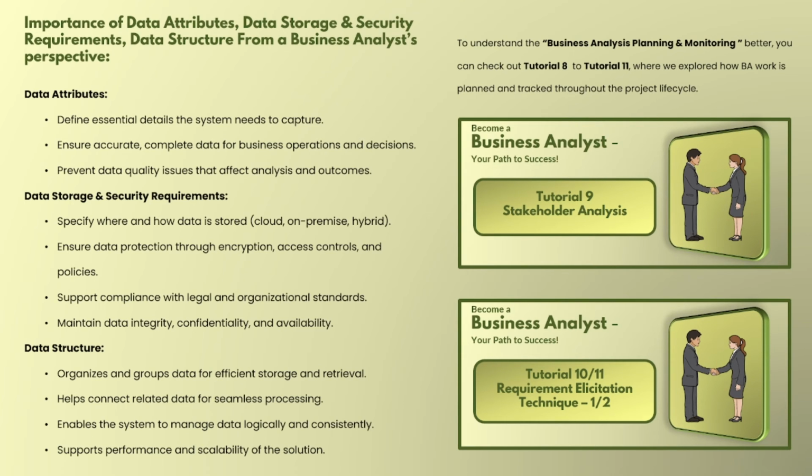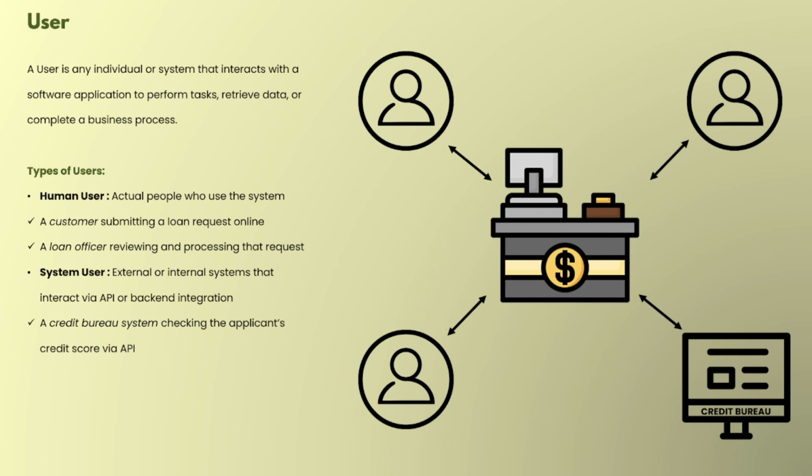Now we will move to the next topic: what is a user? A user is an individual or a system that interacts with a software application to perform tasks, retrieve data or complete a business process. It means the system can't work automatically. There should be someone who is going to interact. A user is basically anyone, or even another system, who uses the software to get things done, like entering information, checking data or finishing a job.